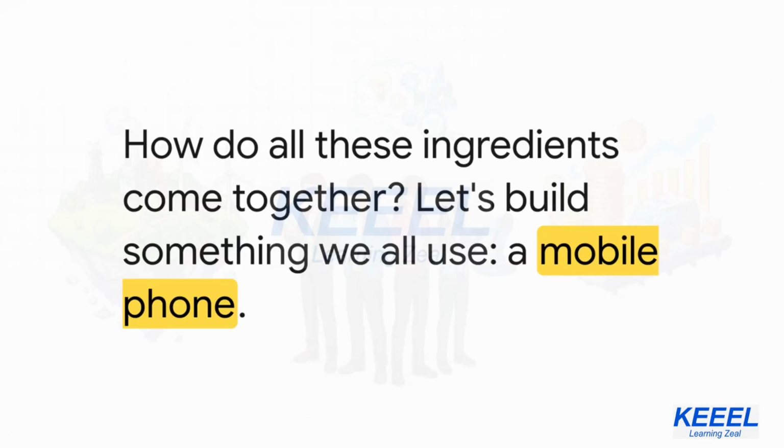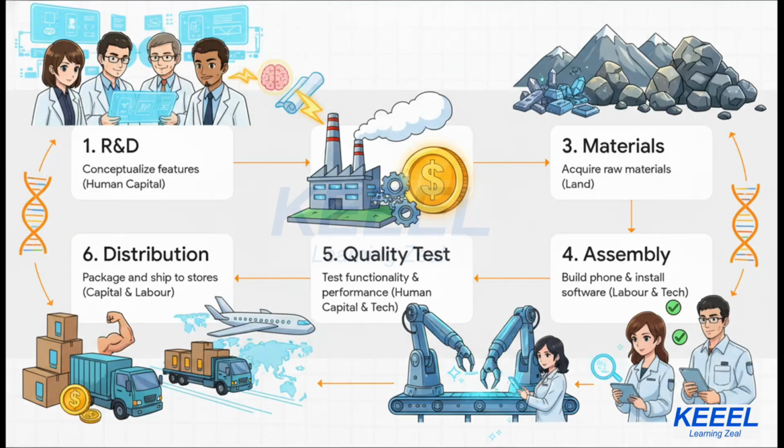Okay, so we've gone through all the individual ingredients in our recipe for everything: land, labor, capital, entrepreneurship, and technology. Now let's put it all together and see how they combine in a real-world example that, let's be honest, is probably in your pocket right now: a mobile phone. Let's just walk through it.